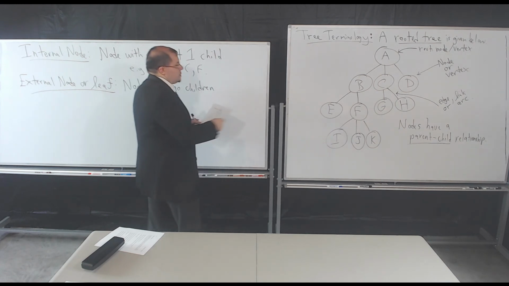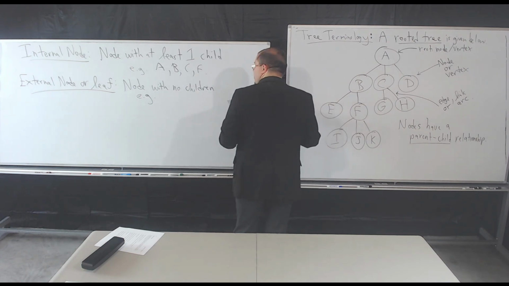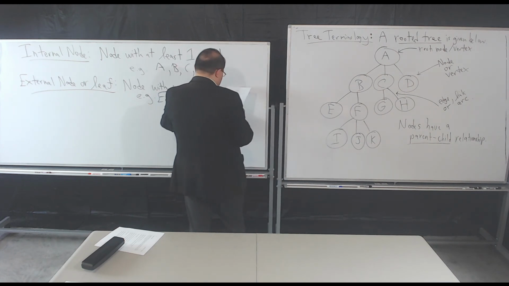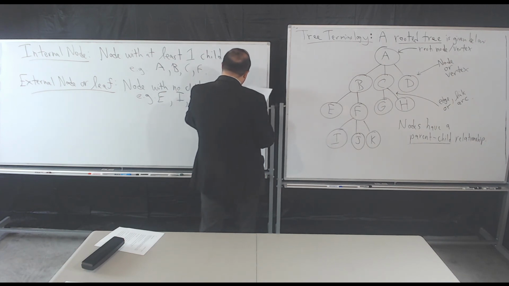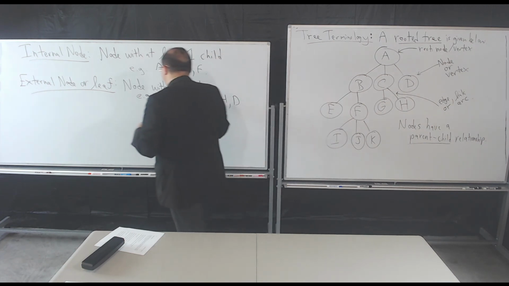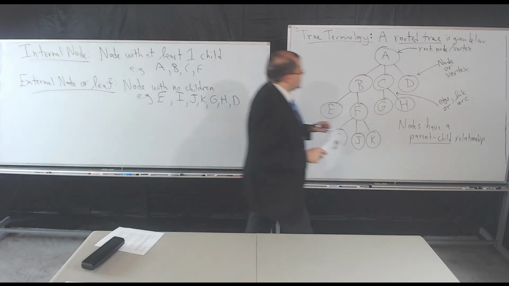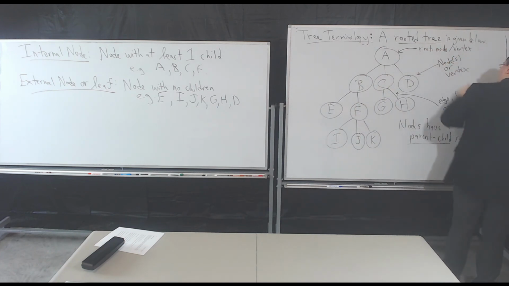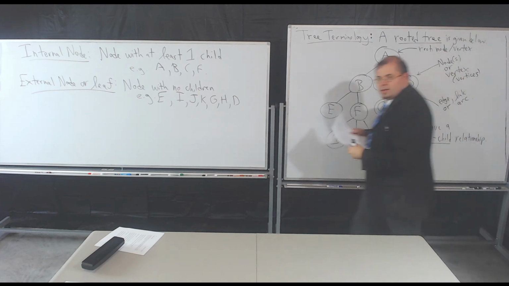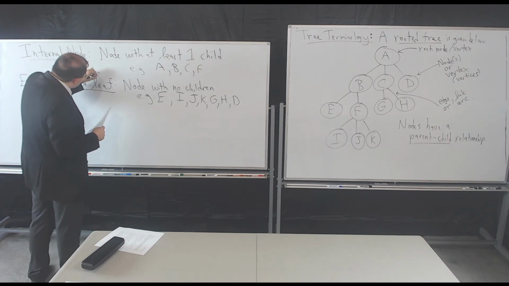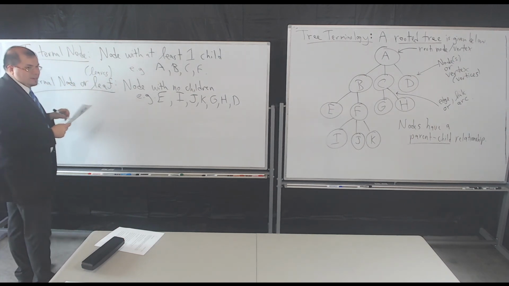I want you to think about over there, give me a node with no children. E is one of these. So in fact, E, I, J, K, G, H, and D are all leaves. One thing worth mentioning is that the plural of node is nodes and the plural of vertex is vertices. We'll talk more about vertices later, but I need to point that out. The plural of leaf is leaves. Think of leaves off of a tree.